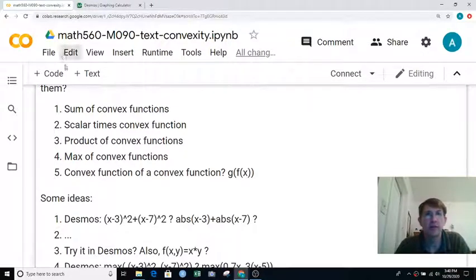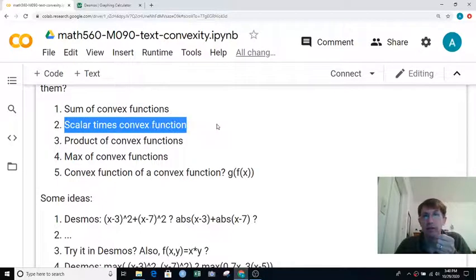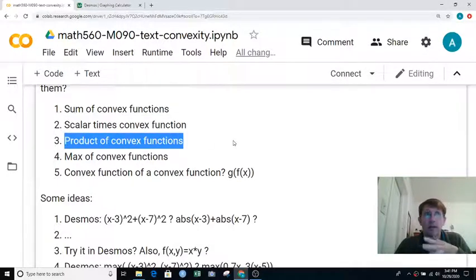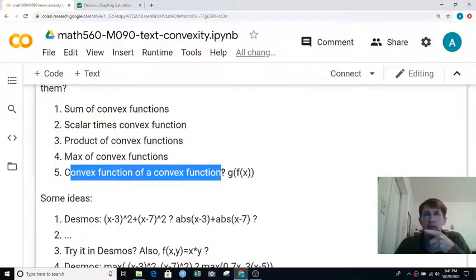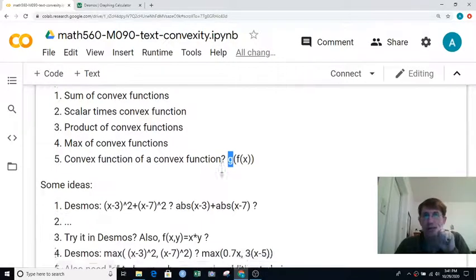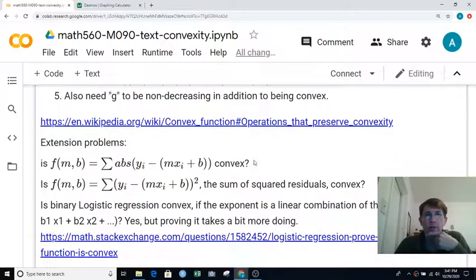So just to summarize the answers here, the sum of convex functions is always convex. A scalar times convex function is convex if the scalar is positive, then it's concave if the scalar is negative. Product of convex functions not guaranteed to be anything. Max of convex functions is convex. How about for concave functions? Turns out then, think about it, the min, because everything is upside down, is then concave. And a convex function of a convex function is convex if the outer function here is also non-decreasing, in addition to being convex.